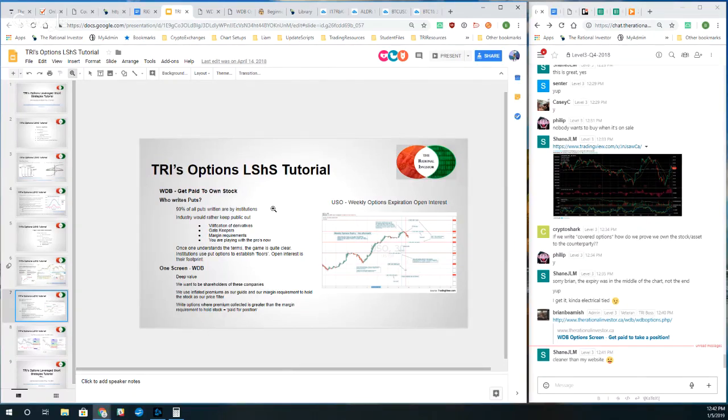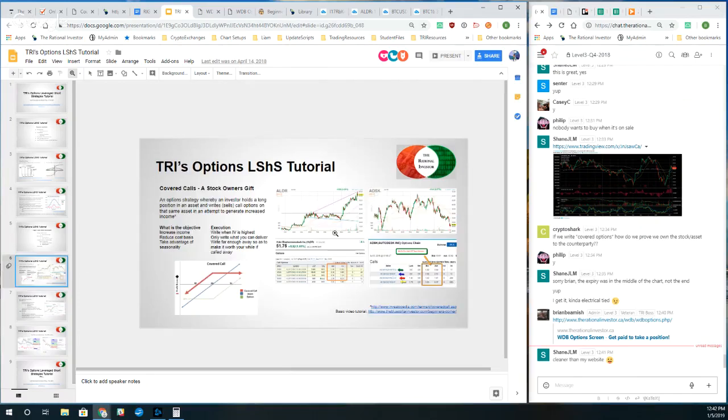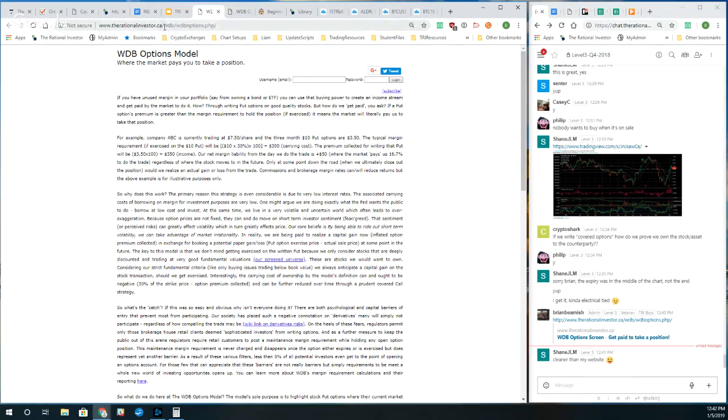So, as we said just a moment ago, the covered call strategy is very popular, right? Especially directors and insiders of companies that get issued stock. They want to collect an income off of owning the stock. So the covered call strategy is extremely popular with the public.